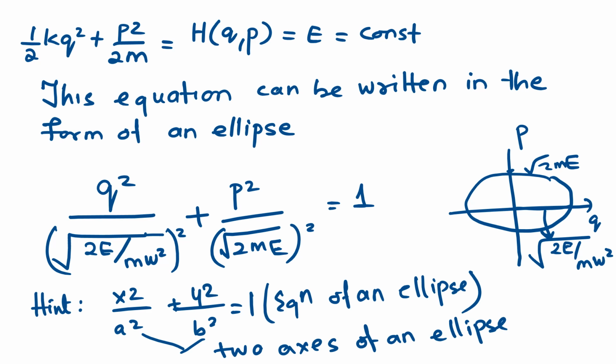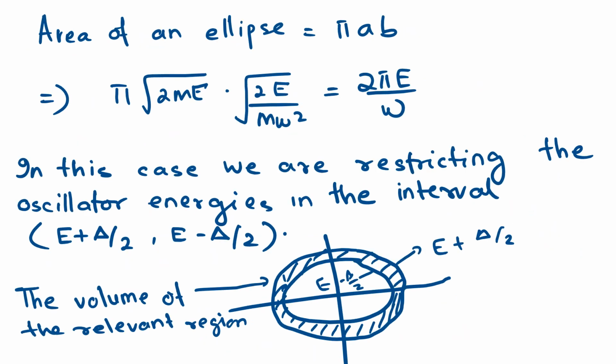You know the equation of an ellipse: x²/a² + y²/b² = 1. The area of an ellipse is πab. So this will be π √(2mE) × √(2E/mω²), which is 2πE/ω. So this is the area of the ellipse.